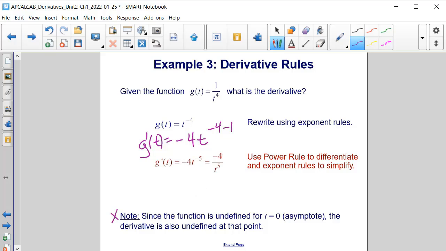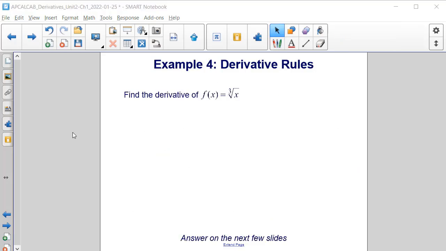Please also note that since the original function here is undefined for t equals 0 because of that asymptote, the derivative is also undefined at that point.